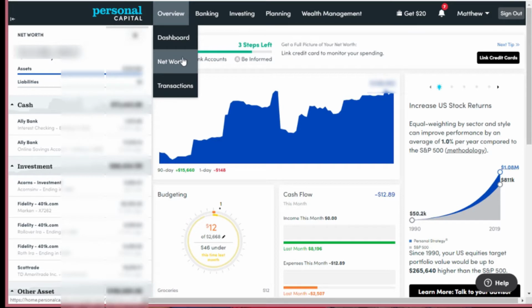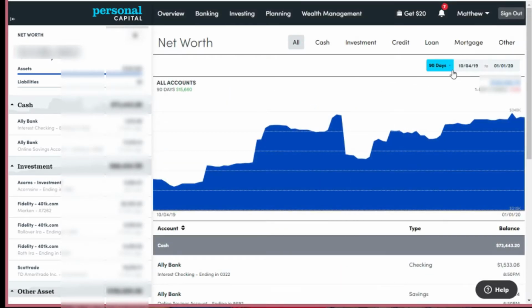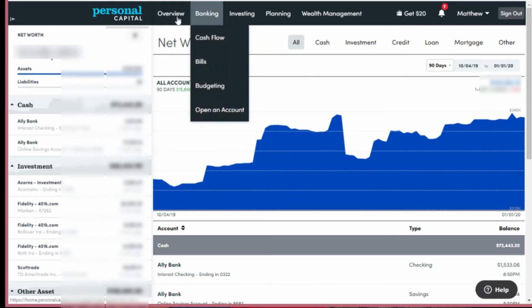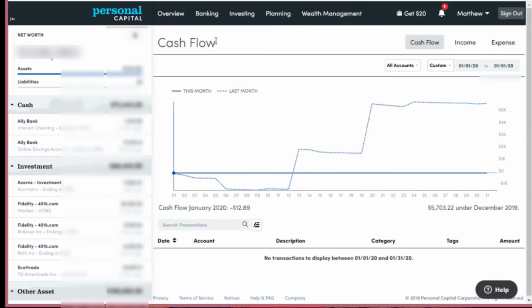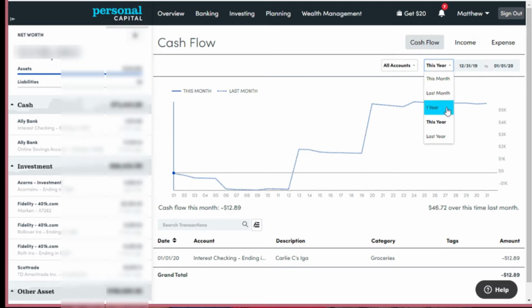From there, you can see things like your net worth and take a deeper look into it, and come up here and actually change the date range or even make it a custom one as well. You can also come up here to the top tab and see things like cash flow and bills, which is equivalent essentially to what Acorns has. So here I can see how I've done in cash flow over the past, let's do 1 year in this case.